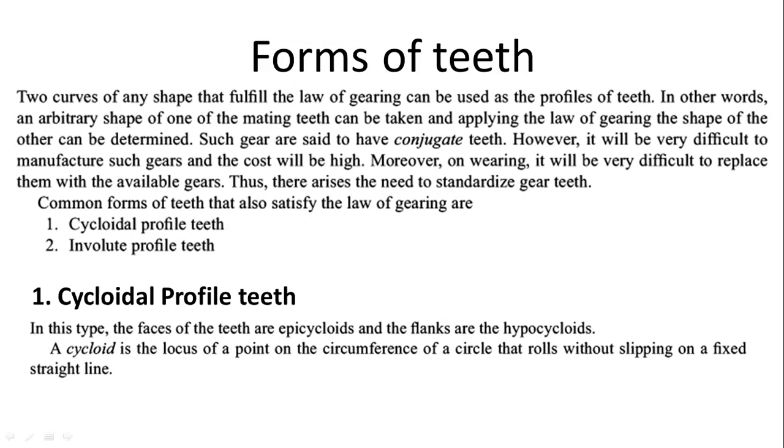Based on the curviness of the shape of the teeth, two types of teeth can be seen: one is the cycloidal type and one is the involute type. Gears are manufactured in different ways, and it is actually very costly to manufacture gears.